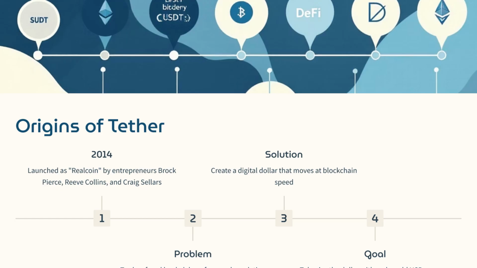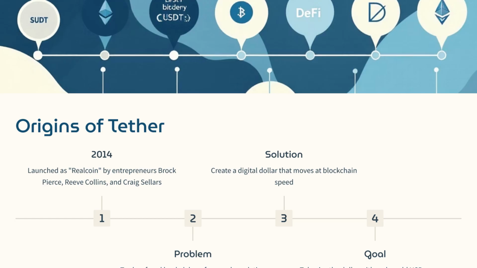So, where did it come from? Let's rewind to 2014. Back then, Bitcoin was still in its early days. Trading was chaotic. There were no real stablecoins. If you wanted to exit a trade, you had to convert back into fiat, which meant bank delays, fees, and regulation headaches. A group of entrepreneurs like Brock Pierce, Reeve Collins, and Craig Sellers saw this problem.